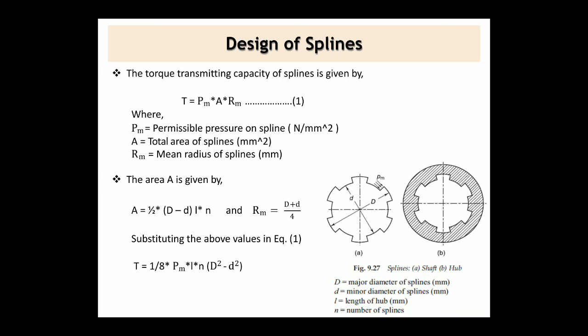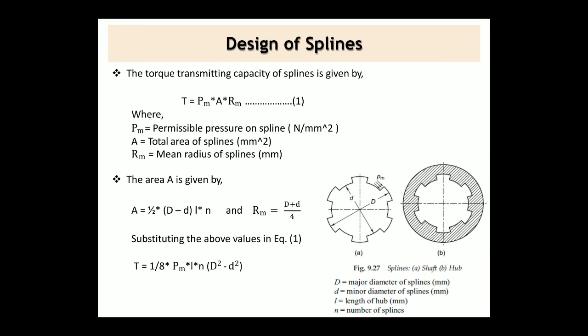So substituting the above values in equation number 1, that is T equal to Pm into A into Rm, we get T, that is torque, equal to 1 by 8 into Pm, the permissible pressure on the spline, into L, the length of the spline or length of the hub, into N, the number of splines, into bracket D square minus d square, where capital D is the major diameter of the spline and small d is the minor diameter of the spline.